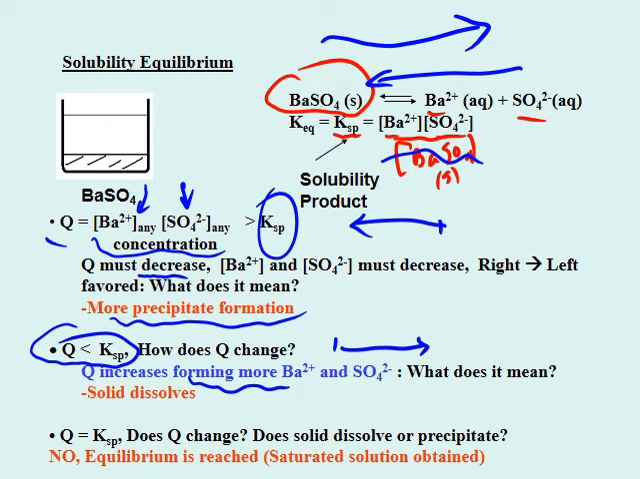Okay, so in the second case, the solid dissolves. What would happen if Q equals KSP? No more change would happen because it's an equilibrium. Neither additional solid would dissolve nor any solid precipitate. So you already have a saturated solution.